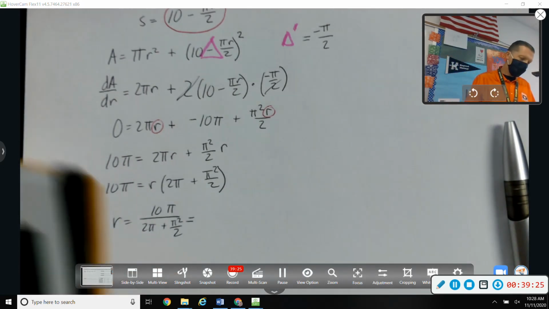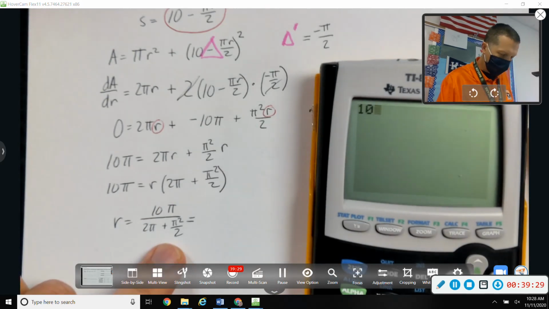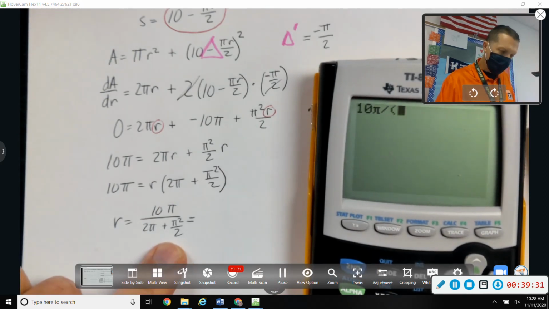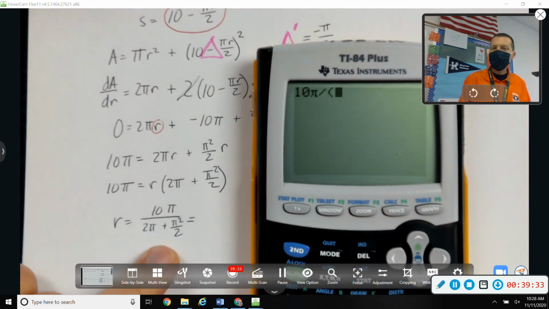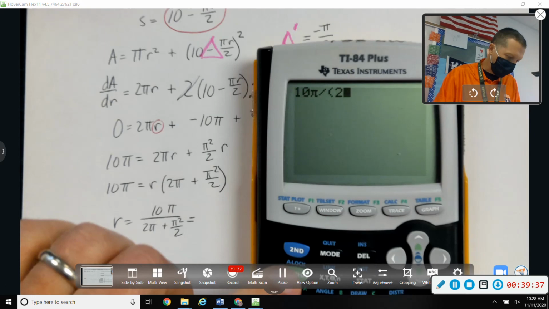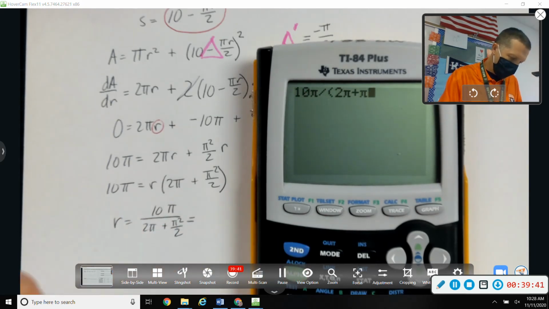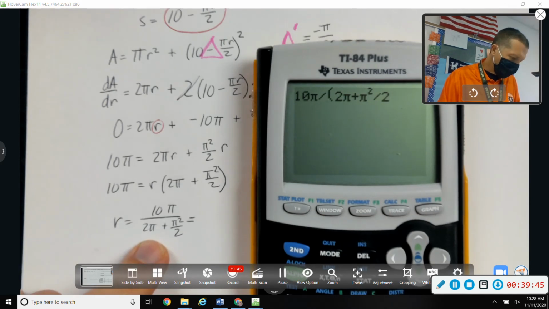We're just trying to figure out what r is, so let's go to a calculator. Be careful with parentheses, as always, when using a calculator. So make sure you're dividing by the right set of stuff. Pi plus pi squared over 2. I believe that is it.